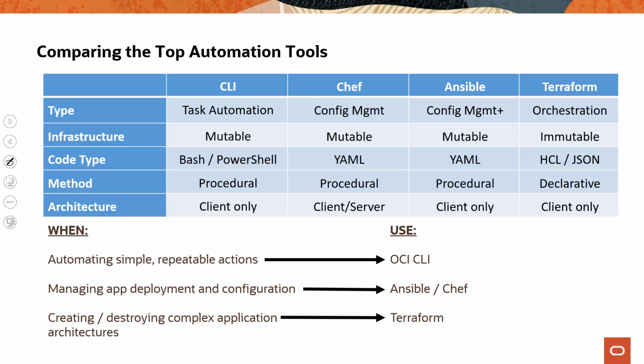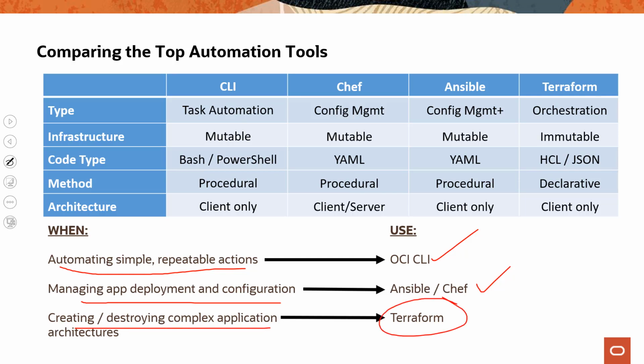So in closing, when we are automating simple repeatable actions, the CLI is a fantastic tool for that. If we're managing app deployment and configuration, think about using tools like Ansible or Chef. And when it comes to creating, managing, and destroying complex application architectures, Terraform is really the way to go.